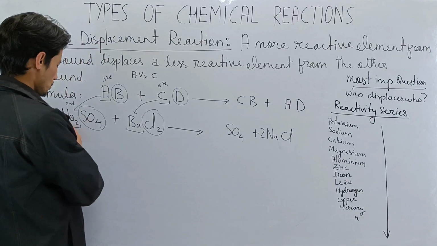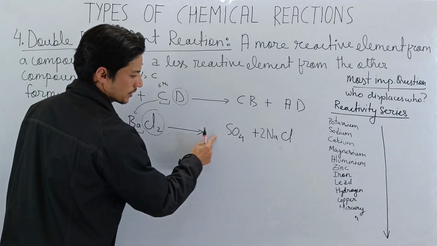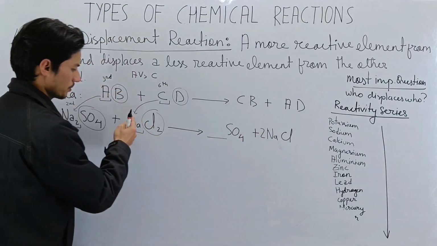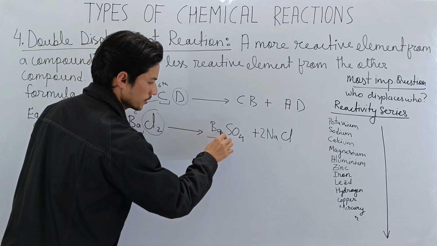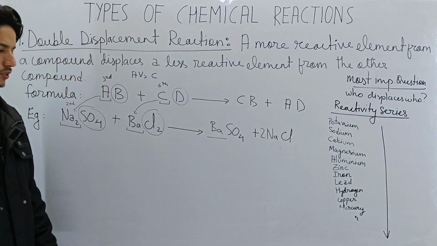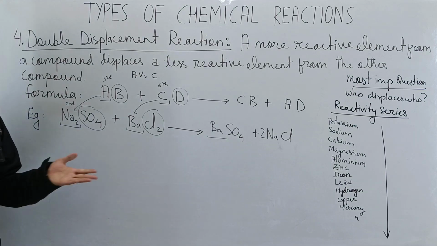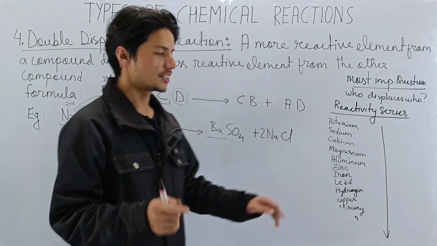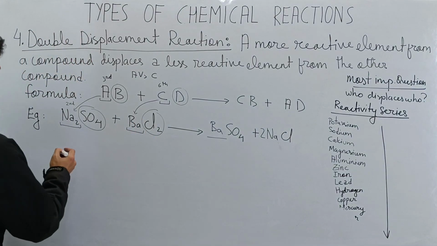And then since sodium has gone all the way here, its place is vacated. Who will come here? Well, who was there earlier with chlorine? Ba, isn't it? So Ba will come here and form a bond with sulfate. So this is how double displacement works. So easy, isn't it? You need this knowledge. Let's do one more.